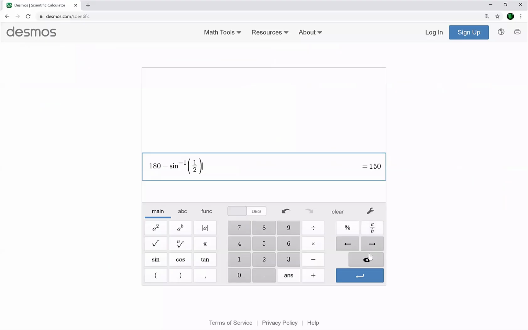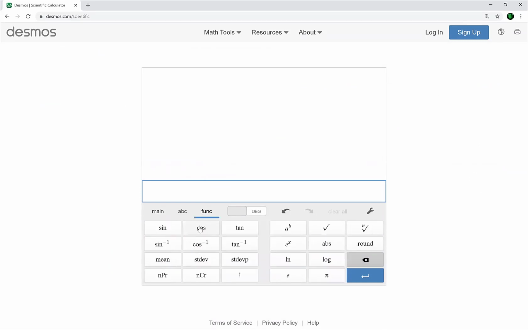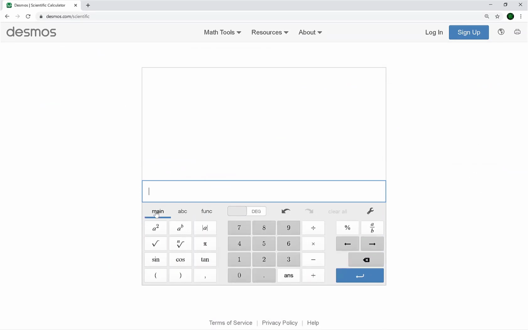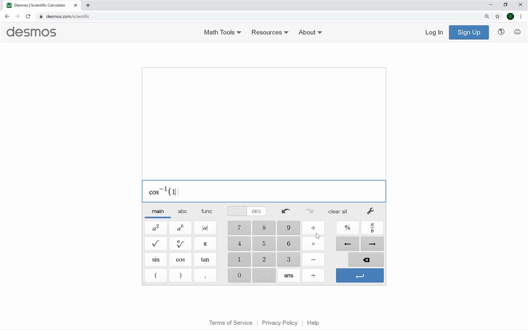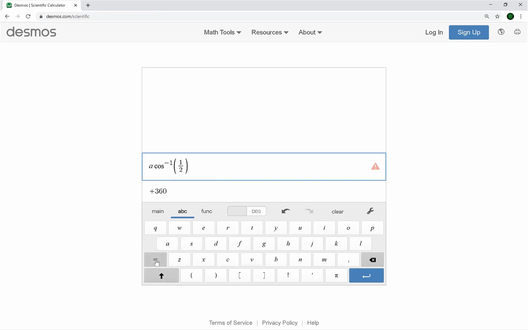And remember, Desmos is not necessarily dumb. It just doesn't know whether you're in quadrant 1 or in quadrant 4 for arc cosine of half. So if I type in arc cosine of a half, it tells me 60 degrees. If I add another 360, I'm still in quadrant 1. I'm going to say that's A. A equals that. And then I can just go A plus 360. Look, it gives me 420.